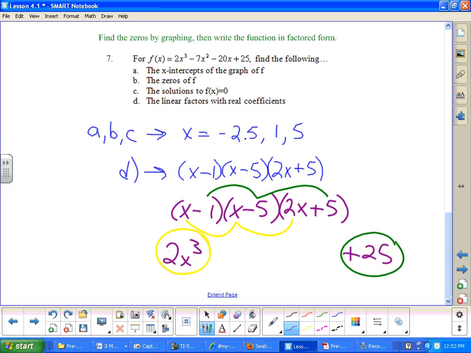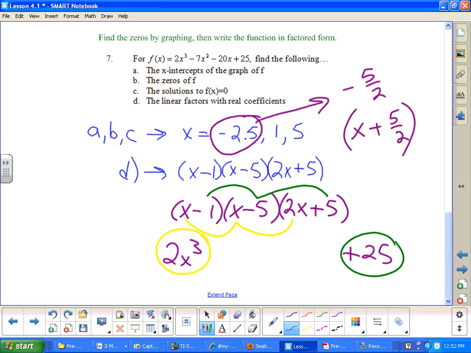And another thing to remember, you remember when we were doing slide and divide? So this factor here would also give me negative 5 halves. That means as a factor, it would be x plus 5 halves. But using that slide and divide method tells me that this 2 then goes in front of the x. So there's actually two methods for doing that.